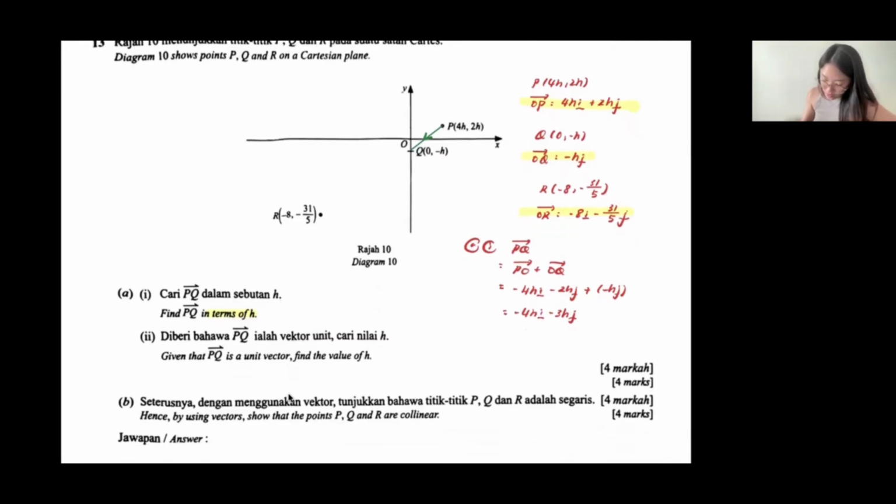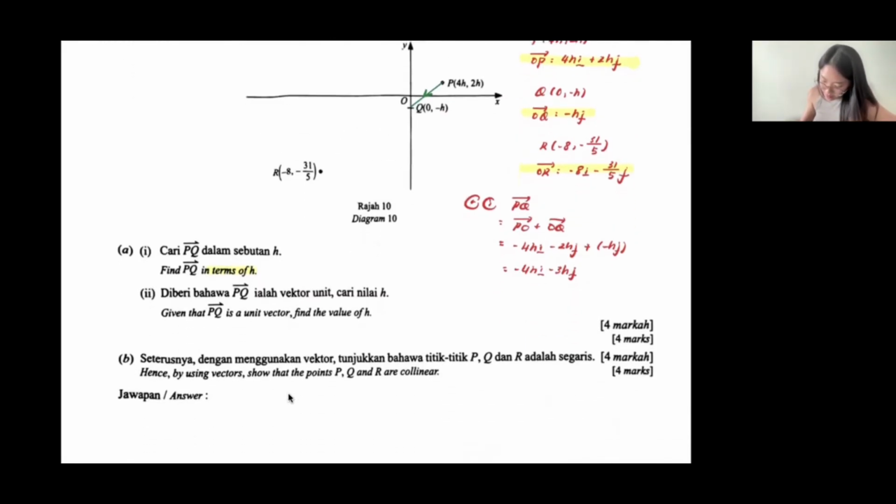So this is A1. Then PQ is a unit vector. Find the value of h. What does unit vector tell you? Unit vector meaning how much vector is in one unit, which means that your magnitude or the length of PQ is 1. PQ, just now we've got it here. So you can just use the magnitude formula, which is the same concept as your Pythagoras theorem, to find out.